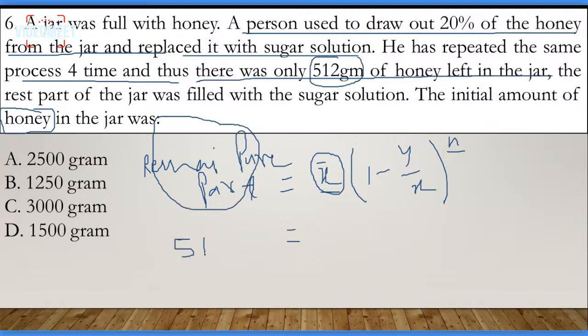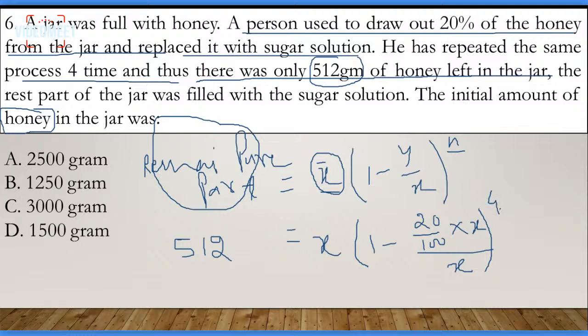That means 512 is equal to x, because we don't know the value of x, into 1 minus how much honey you replaced every time, that is 20% of the honey. Honey is x in initial value, so y is equal to 20% of x, upon x. How many times do you repeat this process? 4 times. That means n is equal to 4.